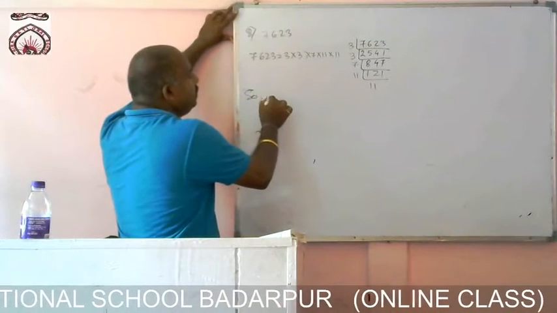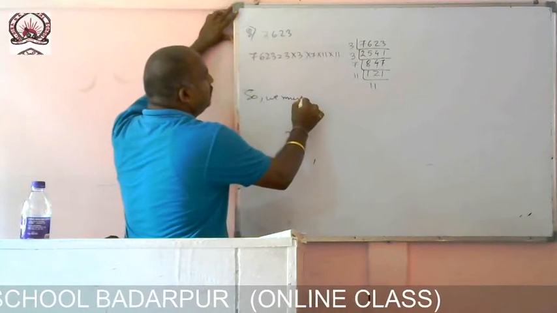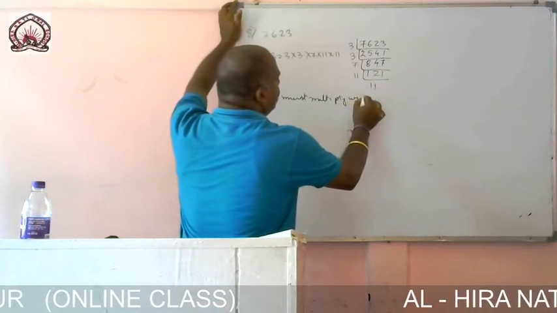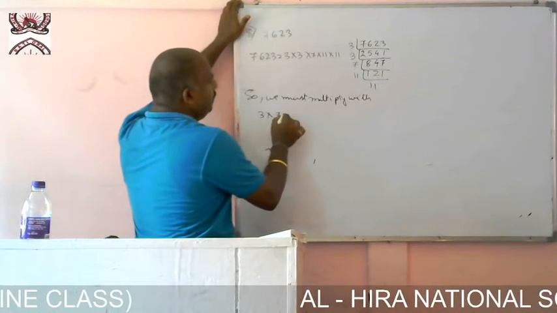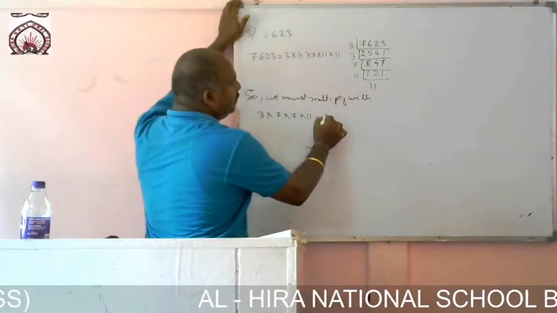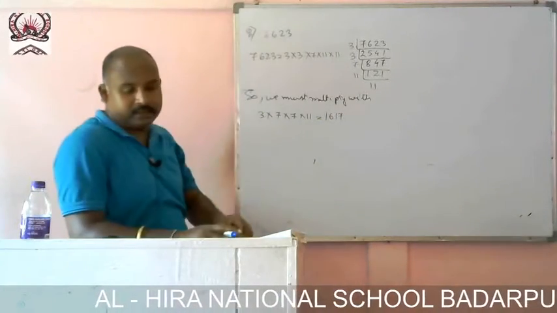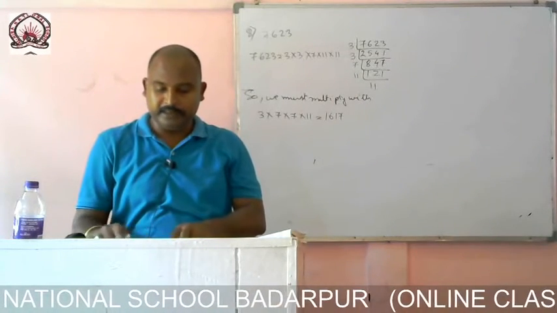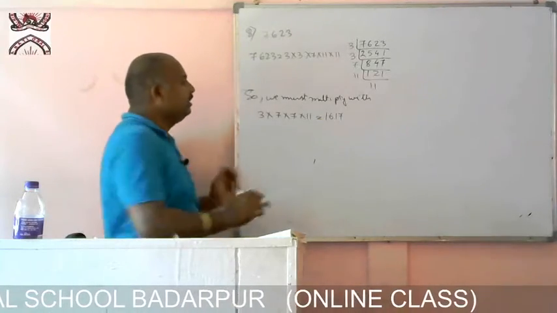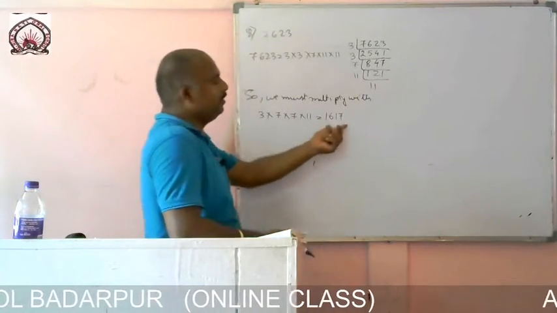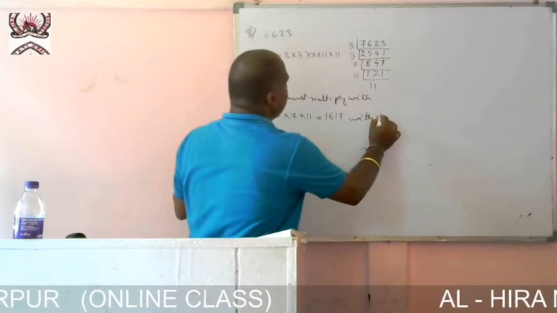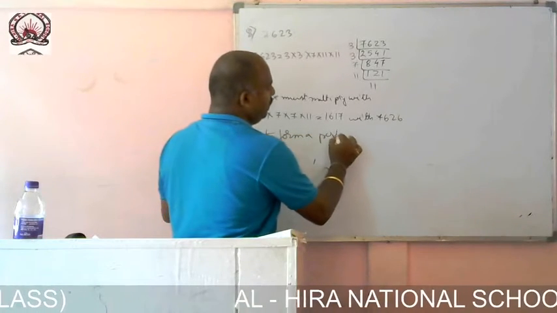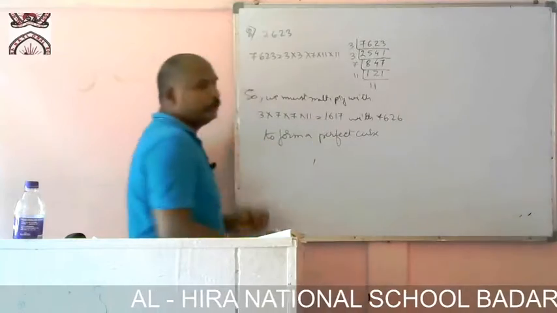So we must multiply with how much? 3 into 7 into 7 and 11 one time. That is 1617. So 1617 should be multiplied with 7623 to form a perfect cube number.